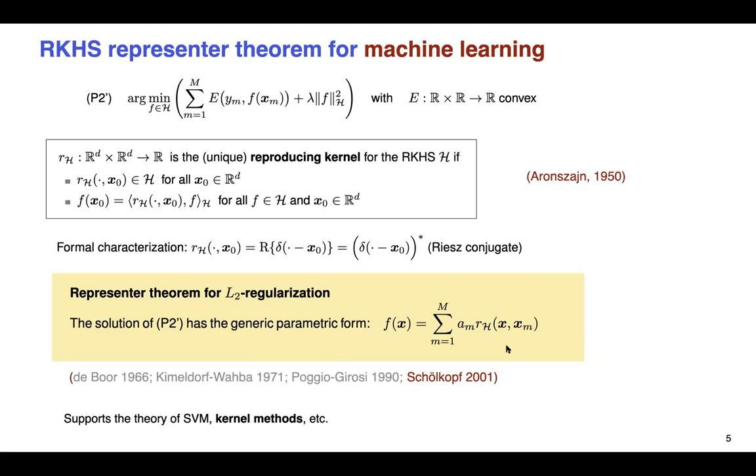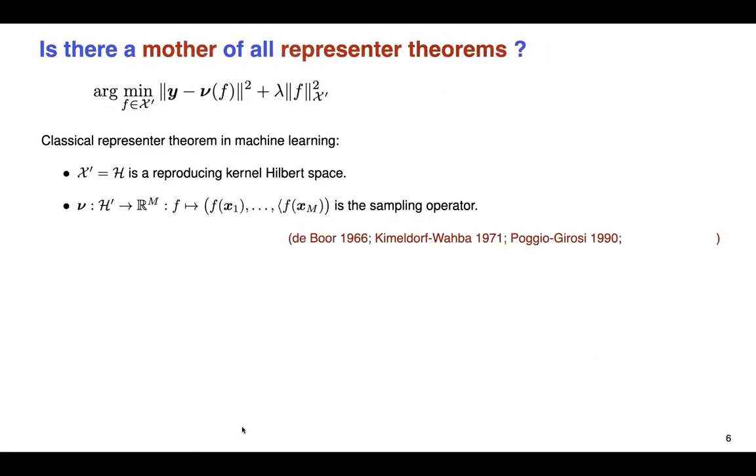It tells you that the solution of this infinite dimensional problem lies in an m-dimensional space that is actually spanned by those reproducing kernels. So then, while you do the learning, you just have to find those coefficients, so m coefficients, the number that you have data points. And this really supports the theory of support vector machines, kernel methods in classical machine learning.